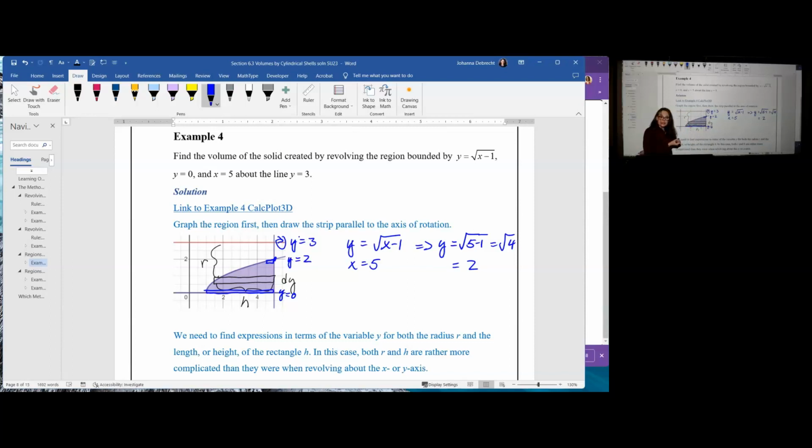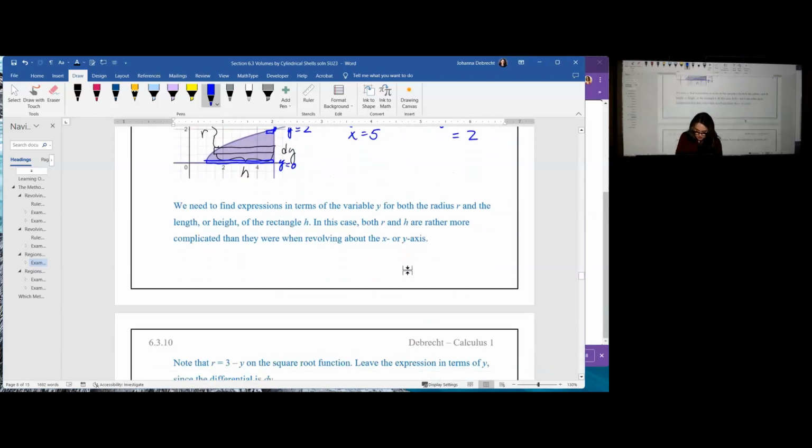Now that I know the limits of integration, let's talk about the radius and the height of the shell. The shell is going to spin this way around this horizontal axis of rotation. In that case, the radius is measured from the line y equals 3 down to the point on the curve where that particular rectangle occurs. So the radius is this distance. Let's see how to represent that in terms of the differential variable, which is y.